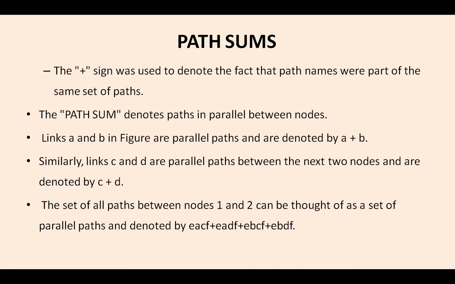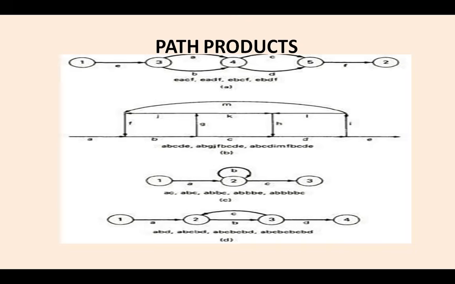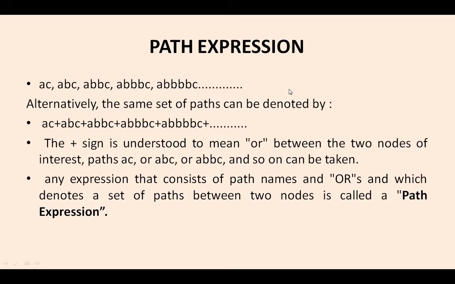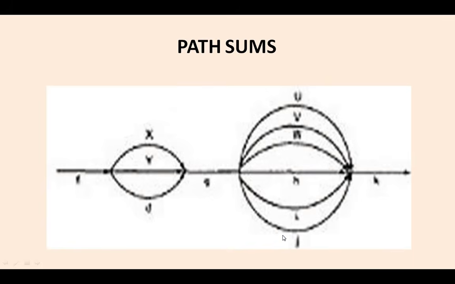Okay, so this is the best example, often regarded as EACF in the previous graph. That is the EACF, EADF, EBCF, EBDF. We can go from node 1 to node 2, source to the destination, in any of the paths like EACF, EADF, EBCF and EBDF. So for that only I have represented EACF, EADF, EBCF and EBDF.